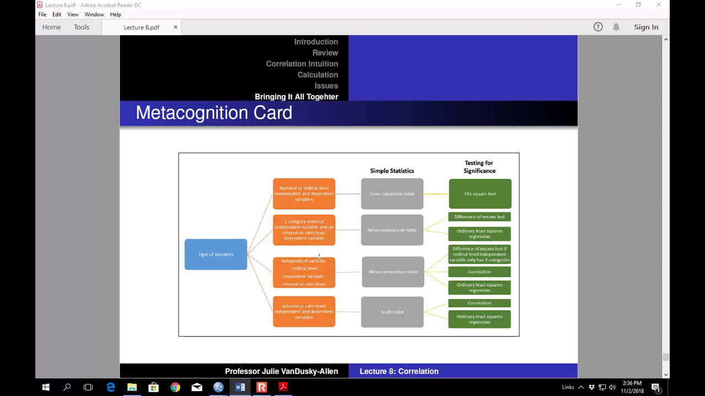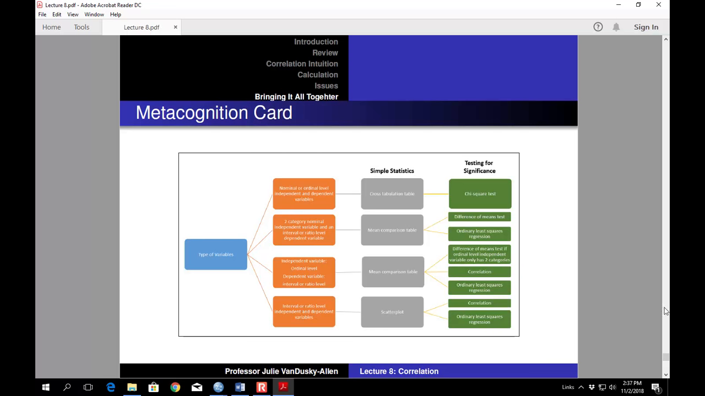If we have an ordinal level independent variable and an interval or ratio level dependent variable, and we want to use simple statistics to analyze the relationship between these variables, we could use a mean comparison table. If we wanted to test if the independent variable has a statistically significant impact on the dependent variable, we could use a difference of means test as long as the independent variable only takes on two categories. If the ordinal level independent variable has more than two categories, then we could use a correlation analysis.